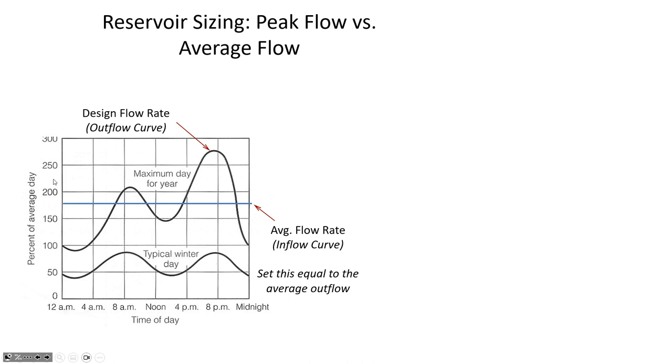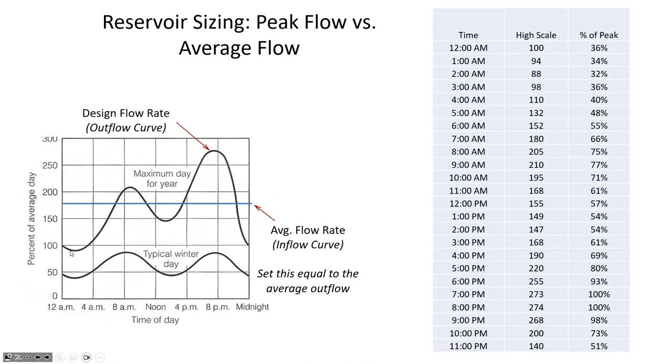In one of the homework problems, I asked you to figure out what is the percent of the average day for this curve. So like midnight is 100, 1 a.m. is 98, 2 a.m. is 97. Do you remember doing that? So you've got this data, the high scale and percent of peak. And the peak flow here is at around 8 o'clock.